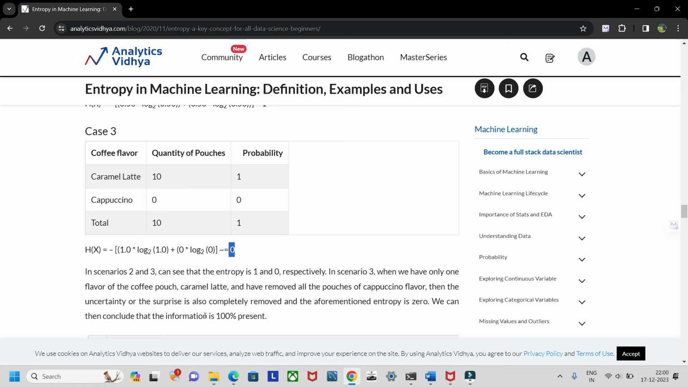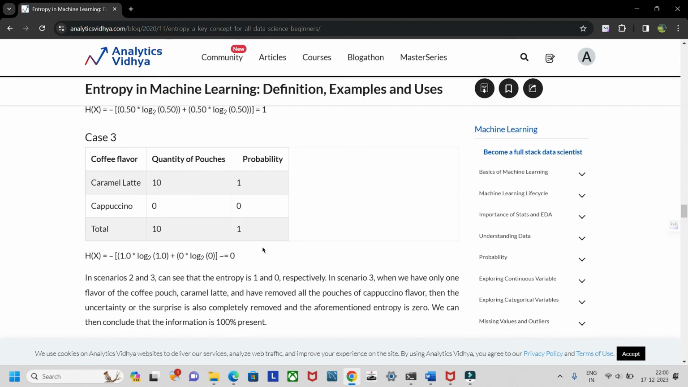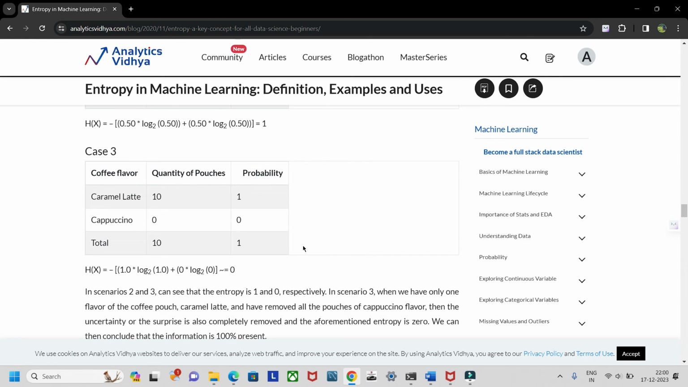So we can then conclude that information is 100% present. That means whatever you are picking is caramel latte here, that is, information is 100% present. So this is how entropy tells us what to predict.